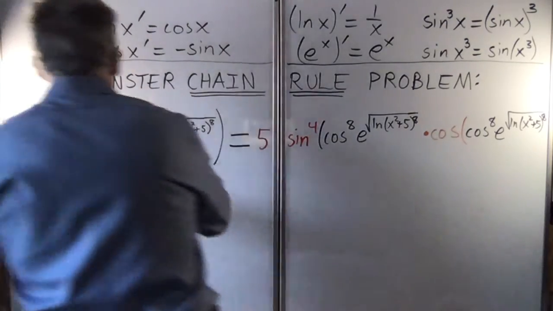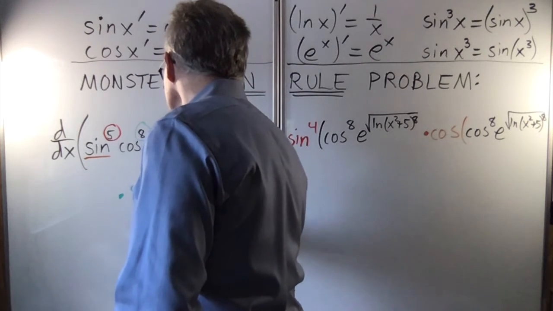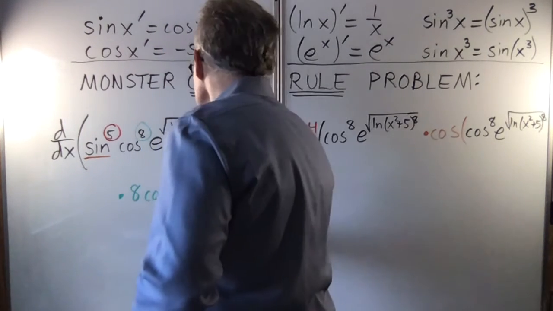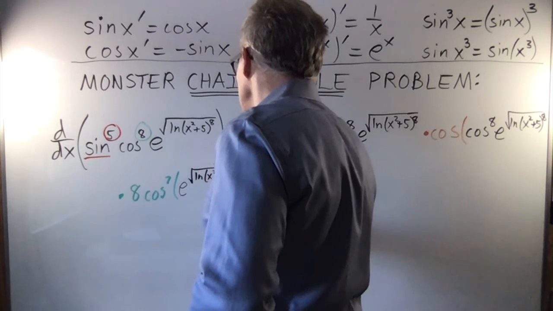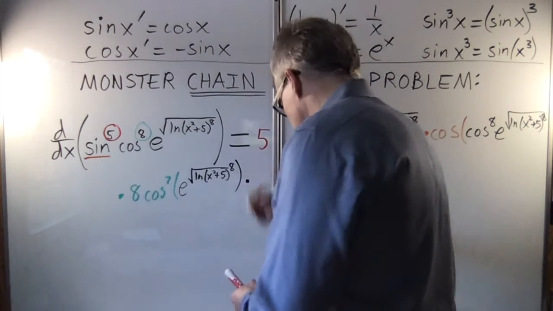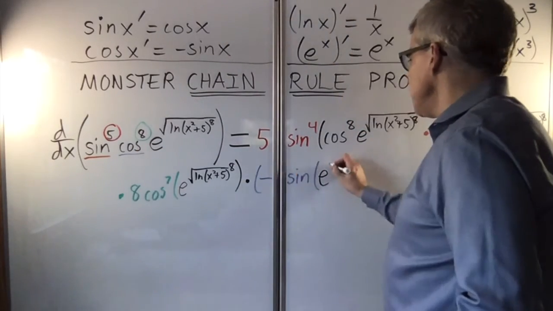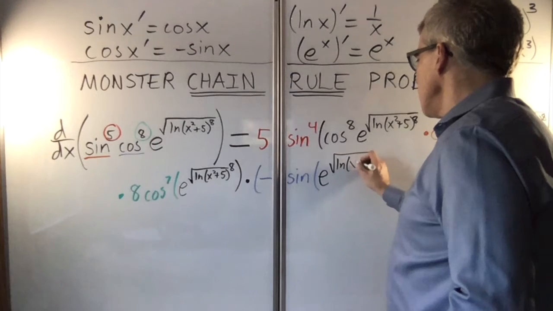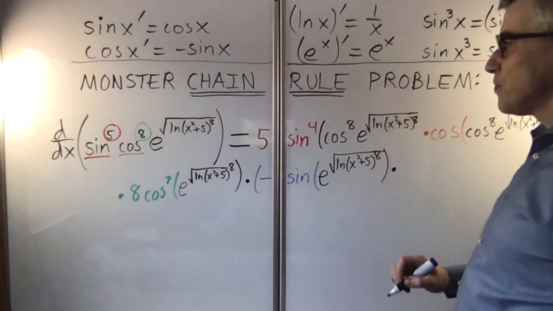The third piece is the eighth power. So that's 8 cosine to the seventh of e to the square root natural log x squared plus 5 to the eighth, times cosine becomes negative sine of e to the square root natural log x squared plus 5 to the eighth, times. We get to the e.